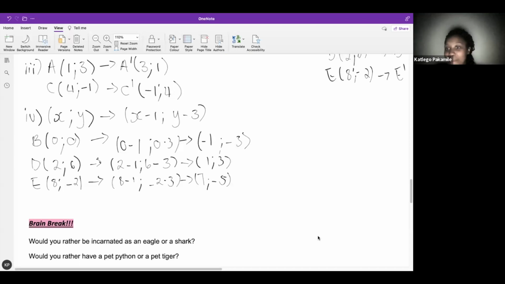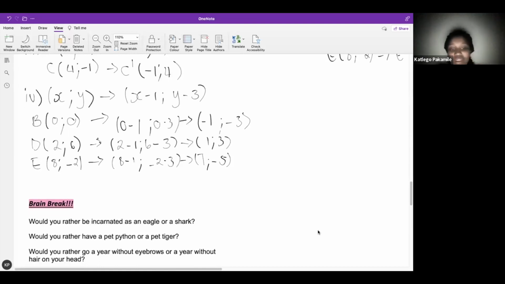Sia, are you ready? Yes, ma'am, I'm ready. Sia, would you rather go a year without eyebrows or a year without any hair on your head? Without eyebrows, ma'am. Guys, you know how weird you look without eyebrows? My hair is my best feature, ma'am. Nah, I would just take my hair off, guys. I wouldn't even care. Imagine you don't have eyebrows. You look like you're swollen on the face. That's sad.